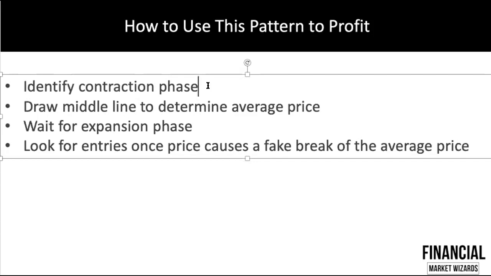Step number three would be to wait for the expansion phase, because after the expansion phase comes the trend phase, and remember that we want to be trading the trend phase. Step number four is we look for entries once price causes a fake break of the average price.